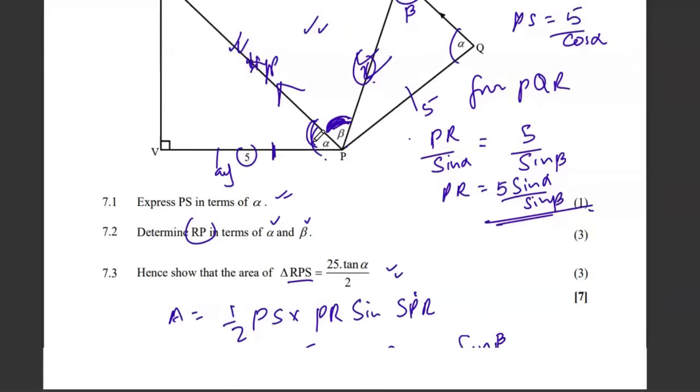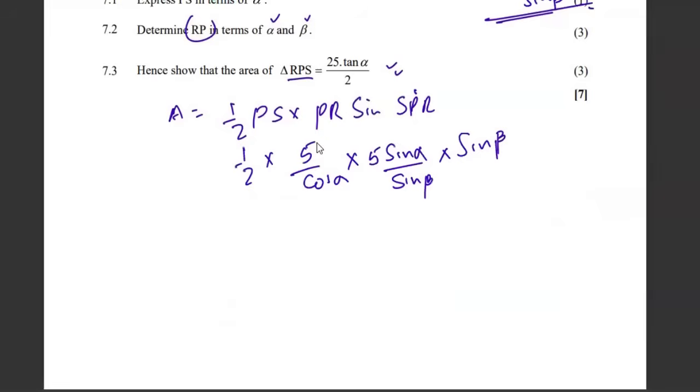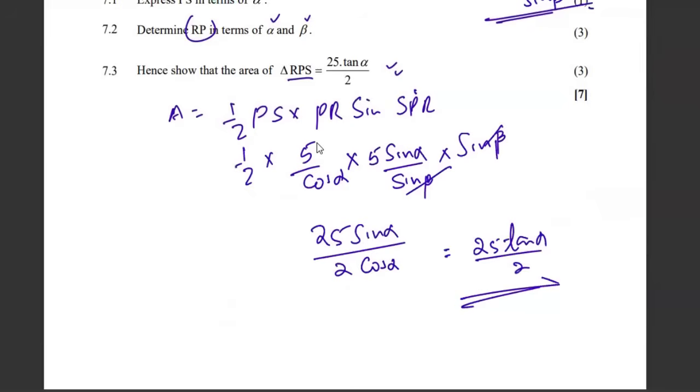All right, so let's just simplify this and see. So we know that the 5 and the 5 is going to give us 25. This can cancel that. So 25 sine alpha over 2 cos alpha. So sine over cos gives us a tan. So 25 tan of alpha over 2. So that brings us to the end of question number 7.